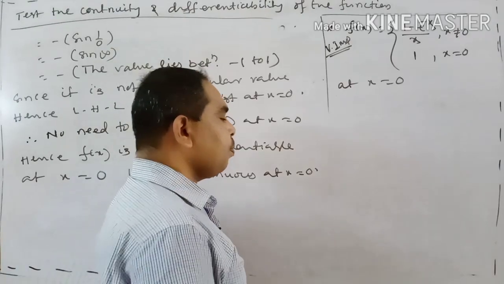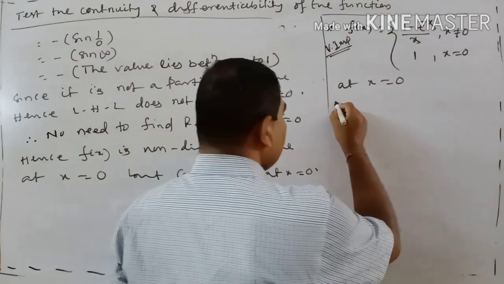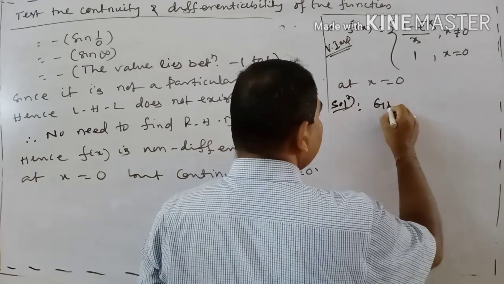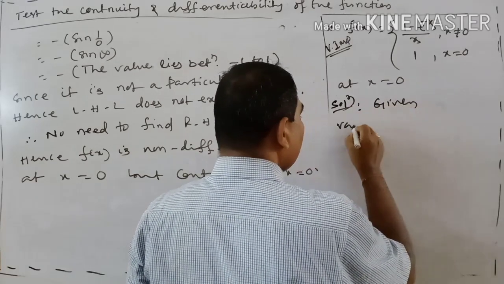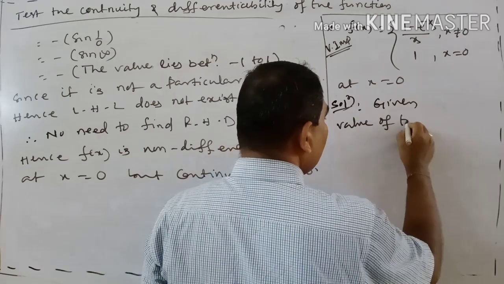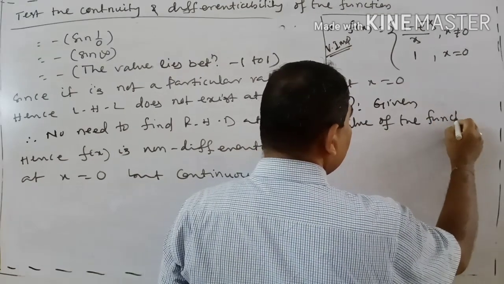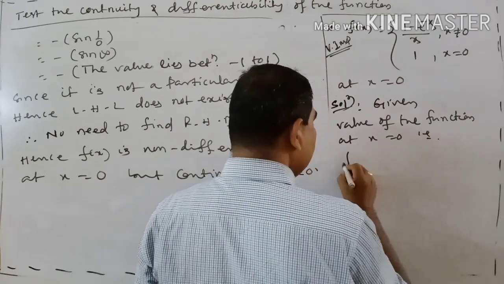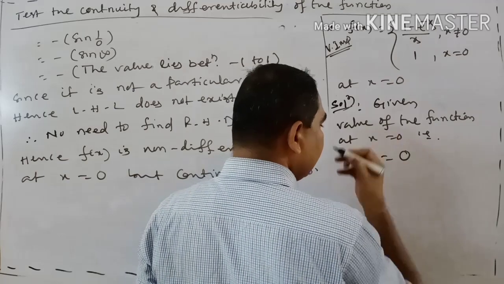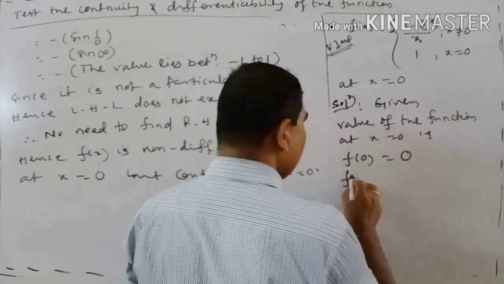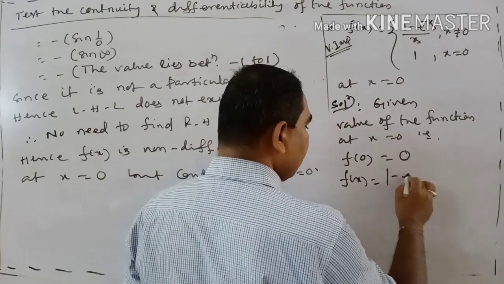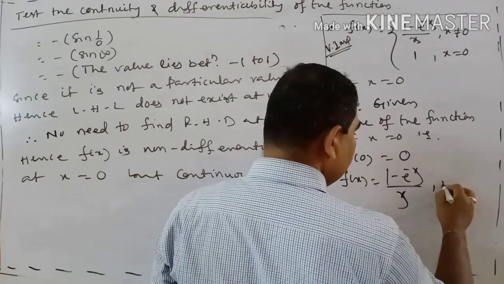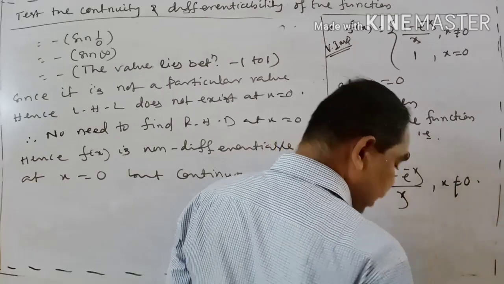First, solution. Given the value of the function at x is equal to 0, that is f of 0 is equal to 0. f of x is 1 minus e to the power minus x by x when x is not equal to 0, and f of 0 is given.